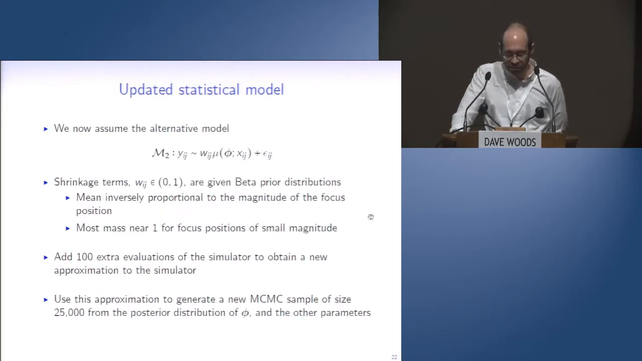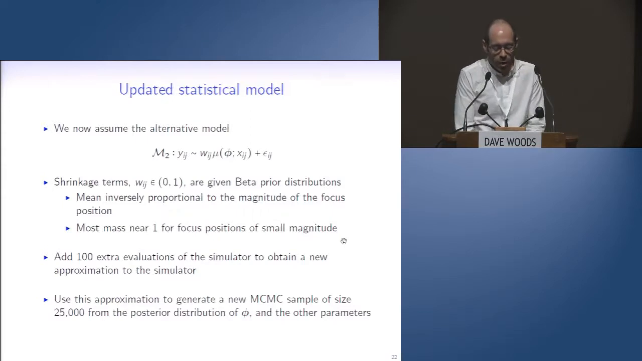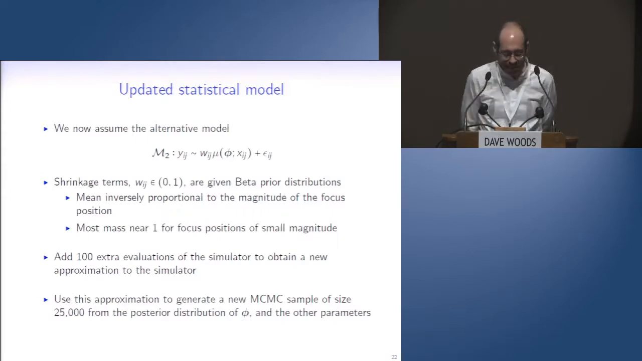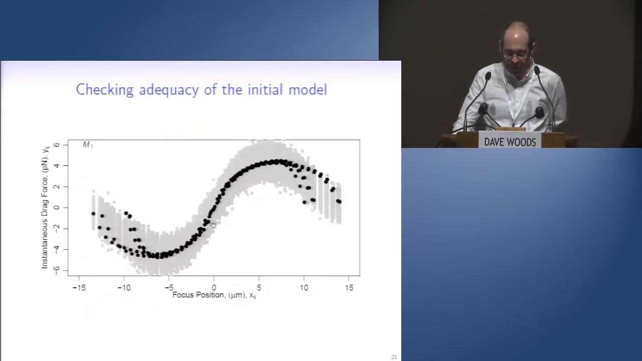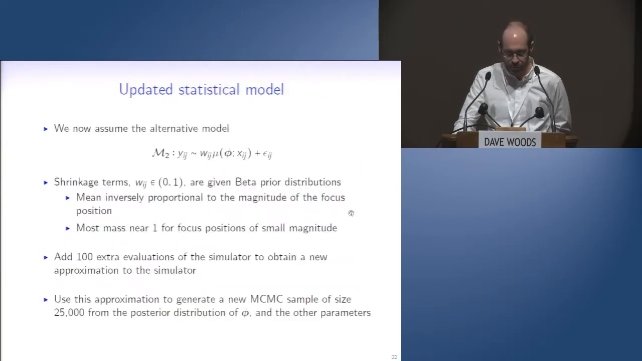So this is our second statistical model, where we extend our model by having this shrinkage term here, which lies between 0 and 1. We give this a prior distribution, which has a mean which is inversely proportional to the magnitude of the focus position. This means that when our focus position is small, around here, then we don't have much shrinkage, and we can have more shrinkage as our focus position increases.